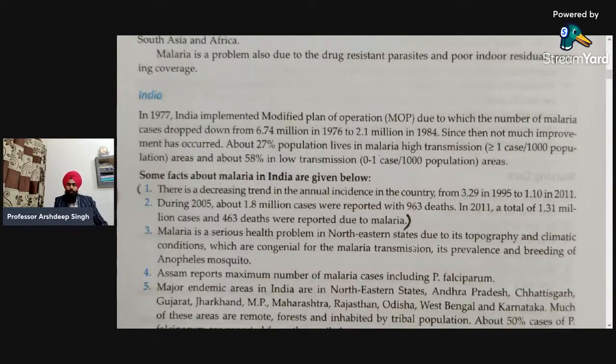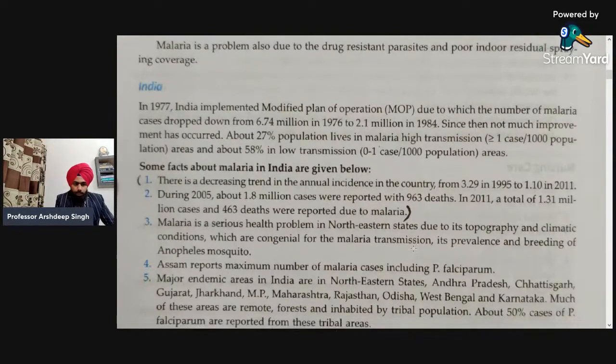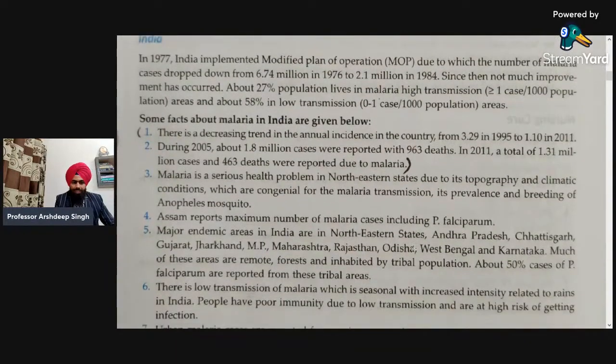About 27% of the population lives in high malaria transmission areas. So out of the total population of India, 27% lives in areas where the risk of malaria is high, and about 58% in low transmission areas. Next are some facts about malaria in India, given below.